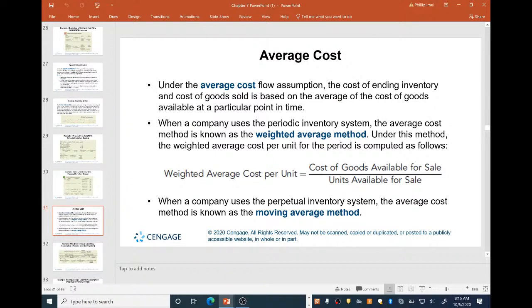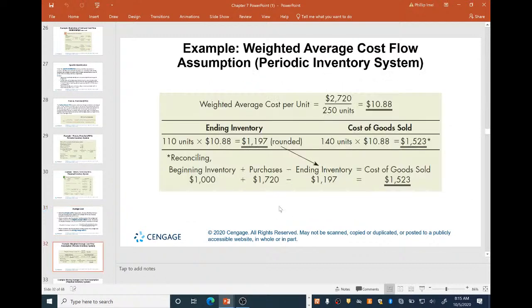Weighted average cost per unit. You can see the formula here: cost of goods available for sale divided by the units available for sale, which is the overall units. Pretty simple.